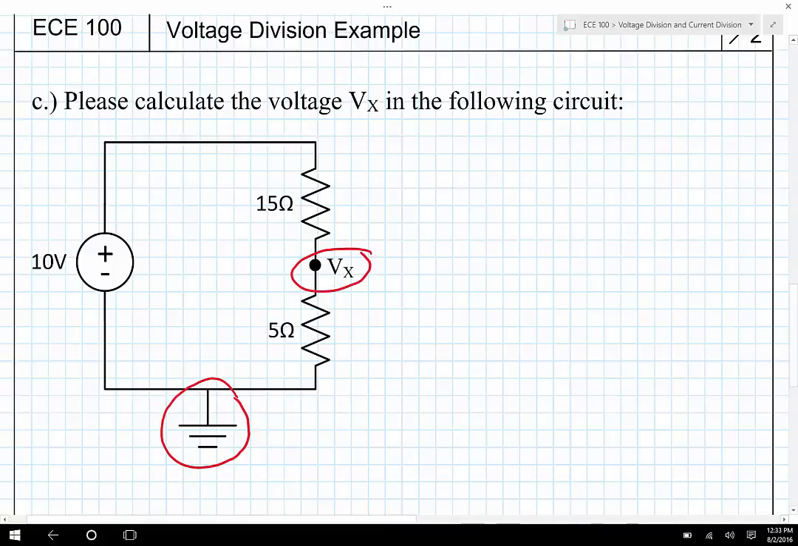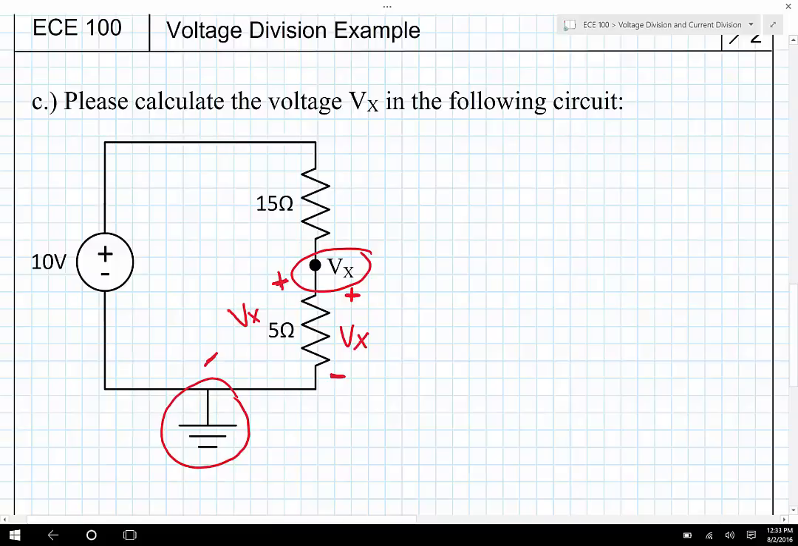I'm only talking about the voltage at a particular point. What that really means is that V sub x is relative to ground. So V sub x, I want to know what is the voltage at that point relative to ground. And so if I were to redraw that, where does that actually appear? Well, the positive terminal is here, and the negative terminal is here.